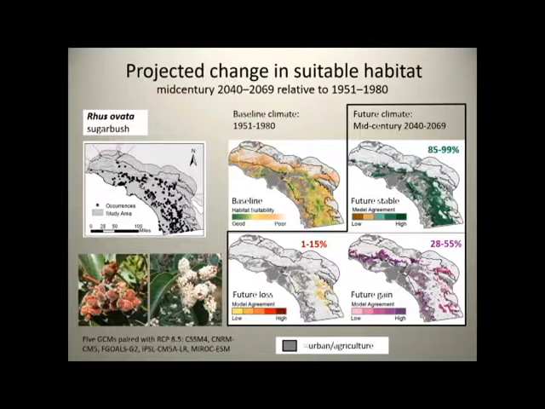And in this particular case, we had a range of 85 to 99% retention of suitable habitat predicted for the future to mid-century, and a very low range of 1 to 15% habitat loss and 28 to 55% habitat gain. That doesn't mean that the species can get there, though.